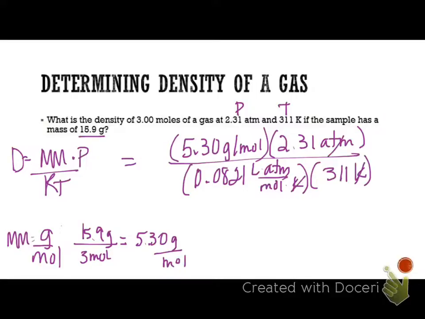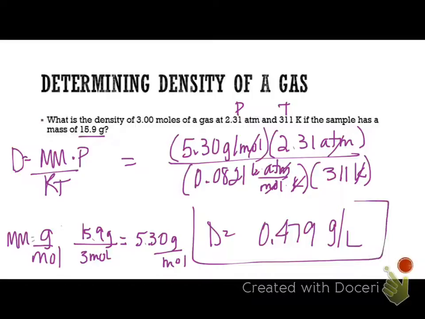Kelvin cancels out, atmosphere cancels out, and liters doesn't, mole does. Mole. So we're left with units of grams per liter, which is the units for density. And so I multiply the top and I divide by the bottom, and I get 0.479 because I needed 3 significant figures, and that would be my answer for density.